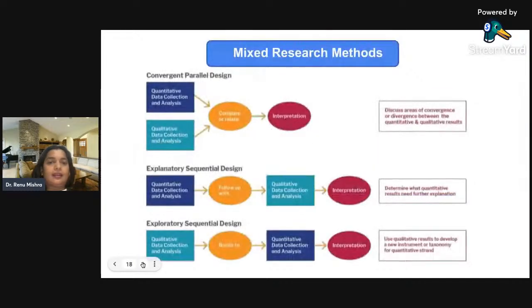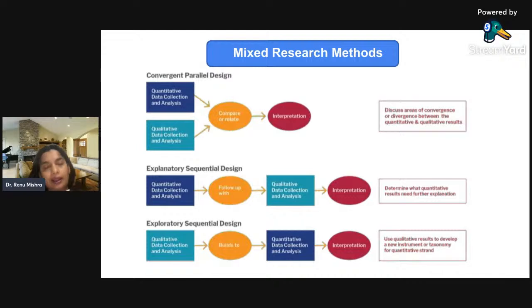Now, these are the mixed research methods. How do you actually do mixed method research, like whether to do qualitative first or quantitative first or vice versa? Basically, you can do it either way. You can do qualitative first, which is called exploratory design. First you do the qualitative data collection and analyze it, then later move to quantitative analysis. You can also do the reverse, collecting and analyzing quantitative data first, and then following up with qualitative.